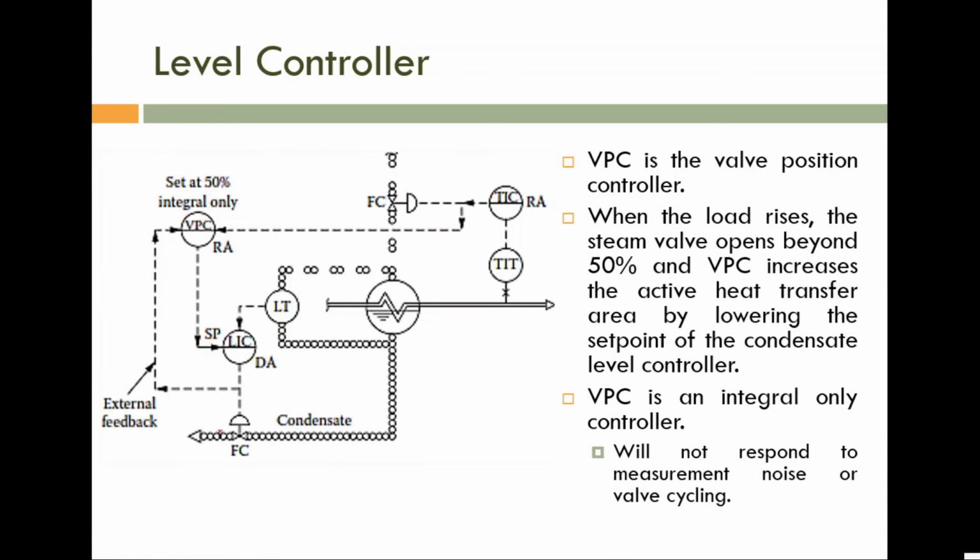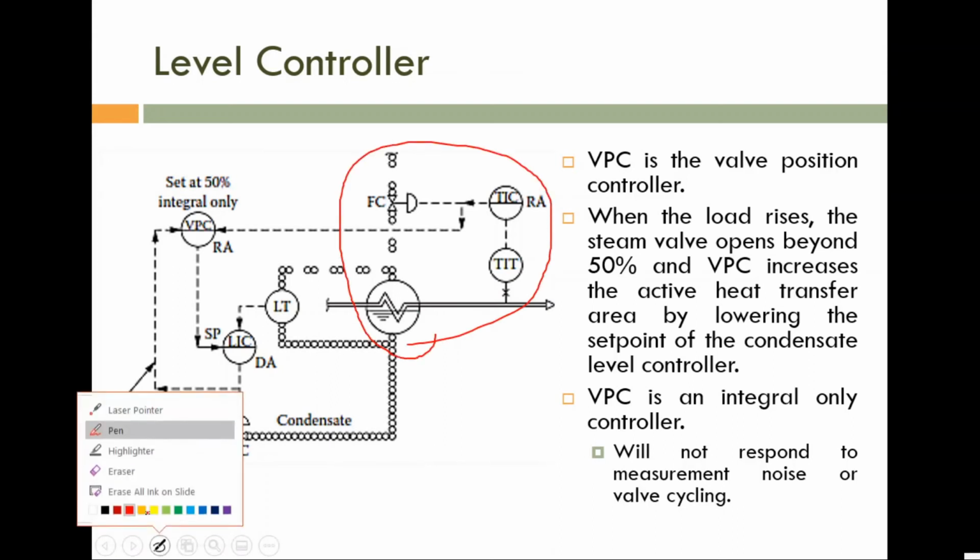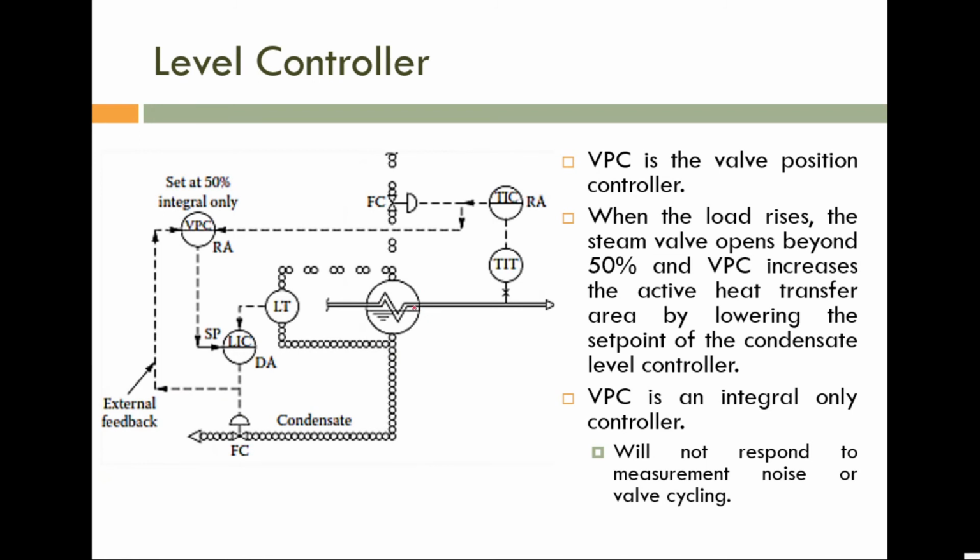Is it okay? So normally we are fixing this heat transfer area constant. We are just operating this particular one. Assume that this liquid level is maintained at 50%. We are just manipulating the steam flow rate to maintain the temperature constant. But in some situations, the system will demand more steam flow rate. If this temperature is extremely low, the system will demand more steam flow rate.